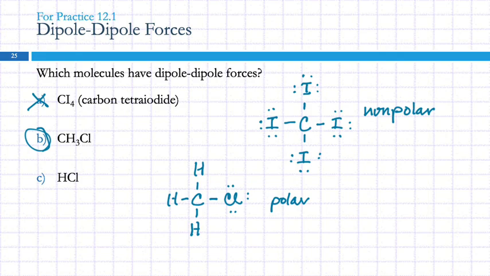What about HCl? HCl is a very simple molecule. It's just got two atoms, right? So then we can't use this central atom business because there's no central atom. But there's only one bond. Is this a polar bond?